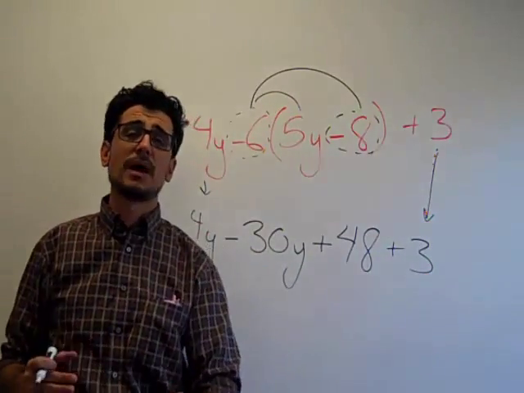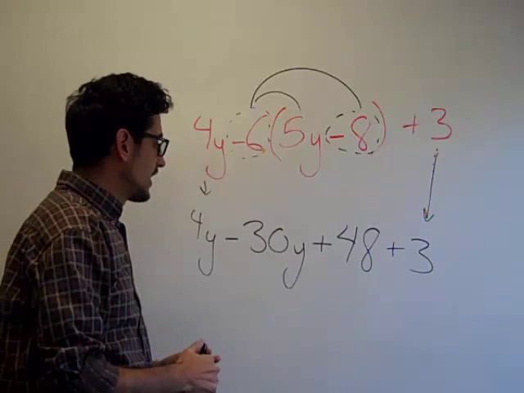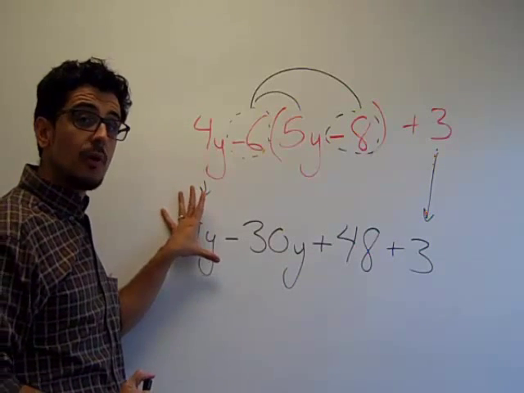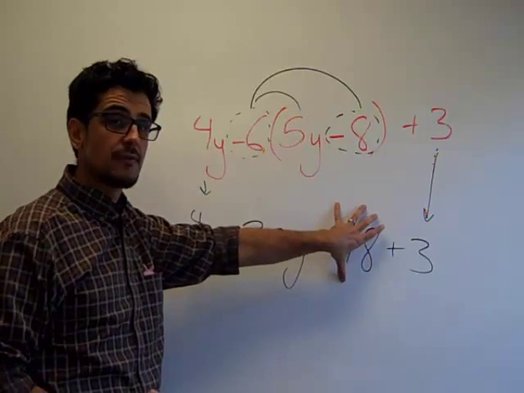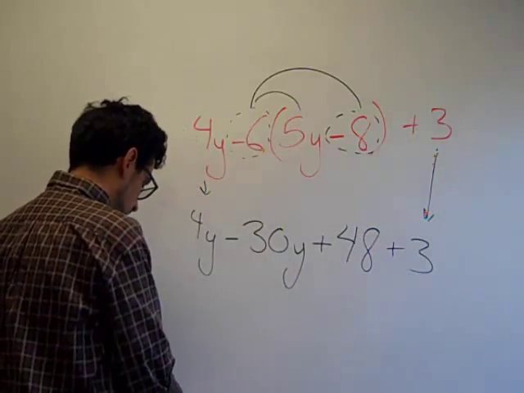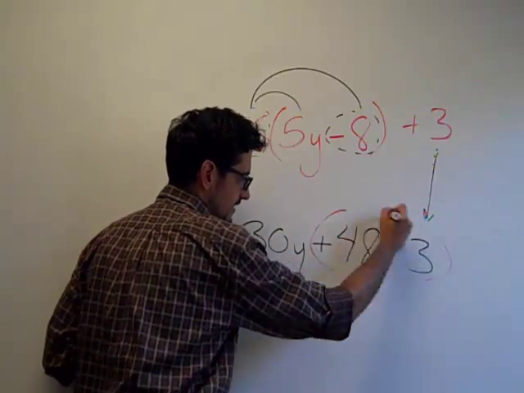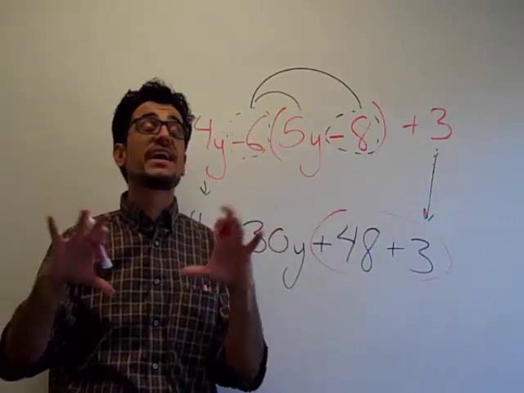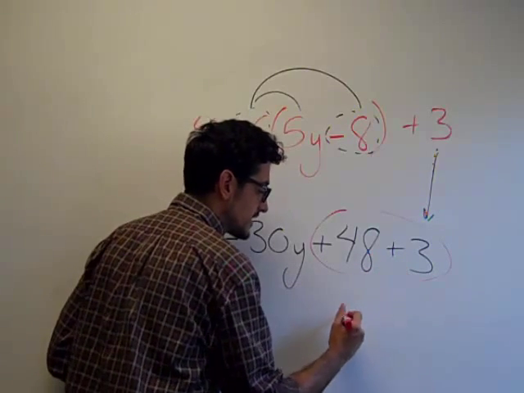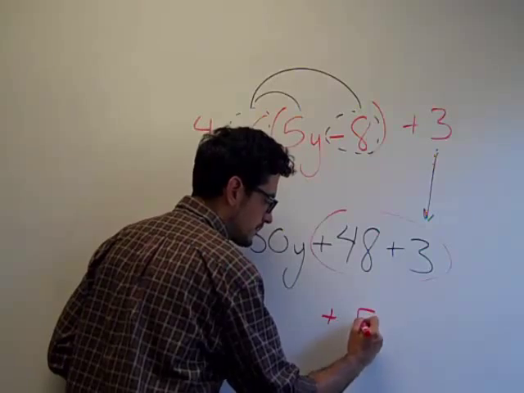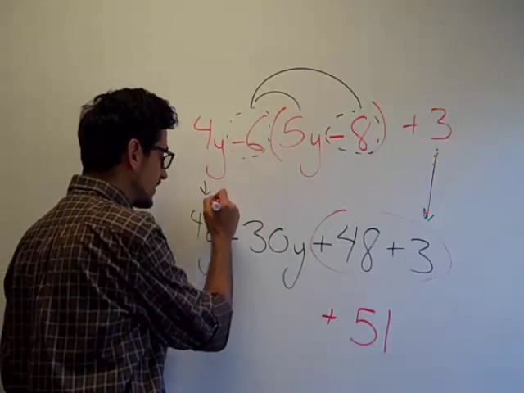And now I'm going to combine my like terms, just like we did on the previous example. So here, I've got a positive 4y, a negative 30y, a positive 48, and a positive 3. Let's start with these guys over here. I have 2 positives happening right here, so I'm going to combine them. Just regular adding. You've been doing this forever. So 48 plus 3 is going to give me a positive 51. Yeehaw.